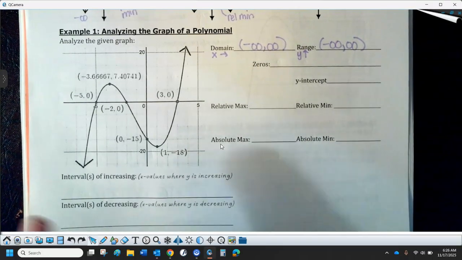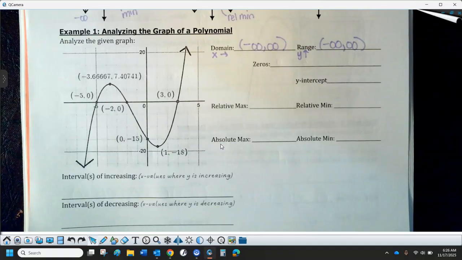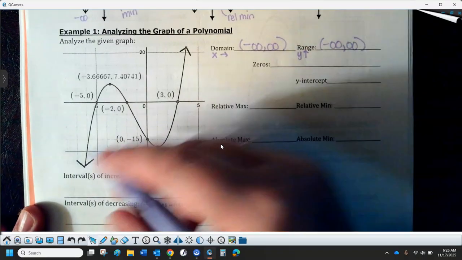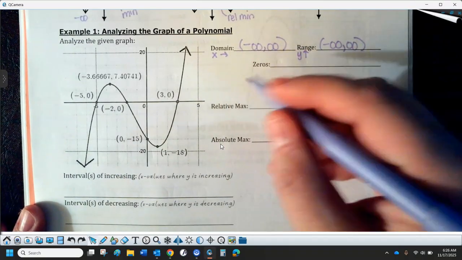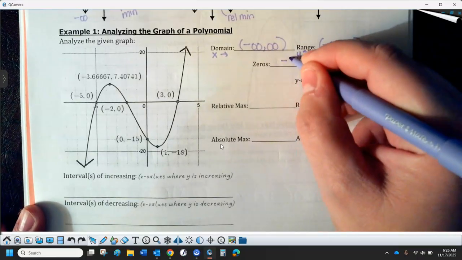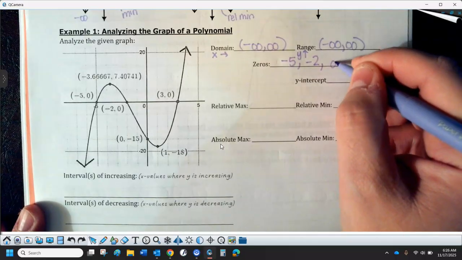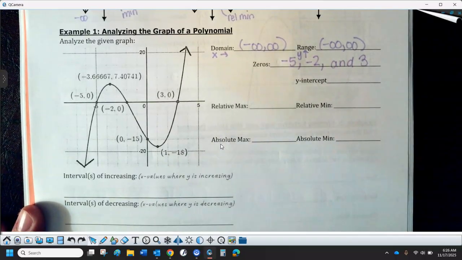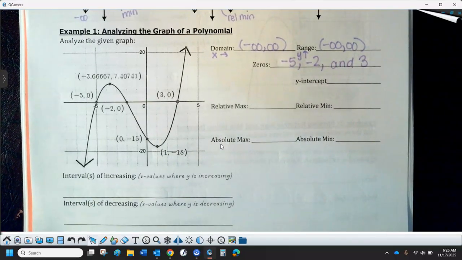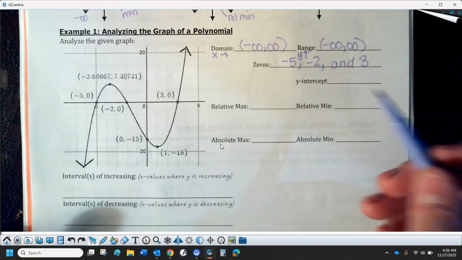Okay, now zeros, these are kind of marked on the graph as you can see, so I'm just going to go ahead and list where the graph crosses or touches the x-axis. So this one has 3, -5, -2, and 3. You can just list the x values if you want to, or you could list the entire coordinate point. That's completely up to you. I'm just going to list the x values there.